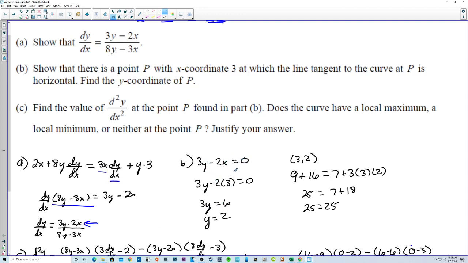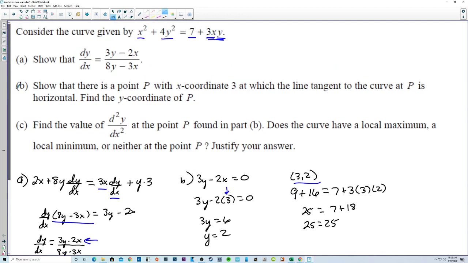We know that x is 3, so we're going to plug 3 in here. Add over 6, divide by 3, and we know that y is 2. So here's the point we're looking at. Now we just have to show that that point is actually on the curve. So we plug 3 in for x, plug 2 in for y, and we see that we end up getting 25 equals 25.